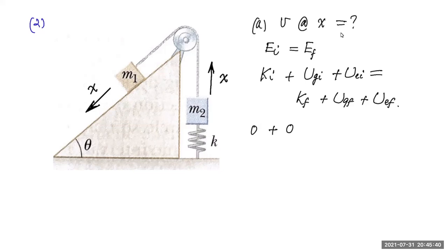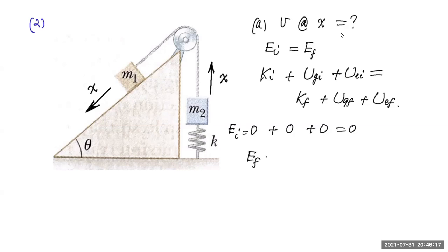And what about UE initial? Well, initially, the spring is neither stretched nor compressed, so we typically choose this as the origin of the potential energy curve for elastic energy. So this is usually set as the 0 of the elastic potential energy. So you know what? All 3 terms are 0 initially. So the total energy is 0. So might as well just write a separate line, E initial equal to 0.